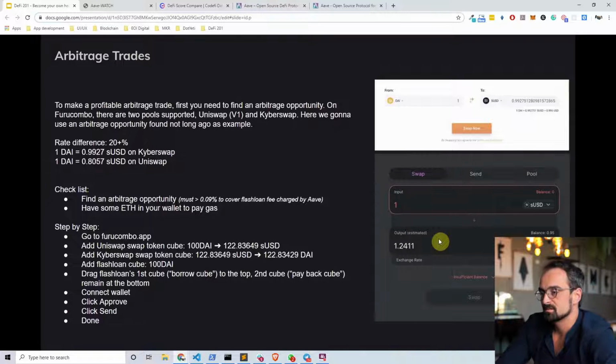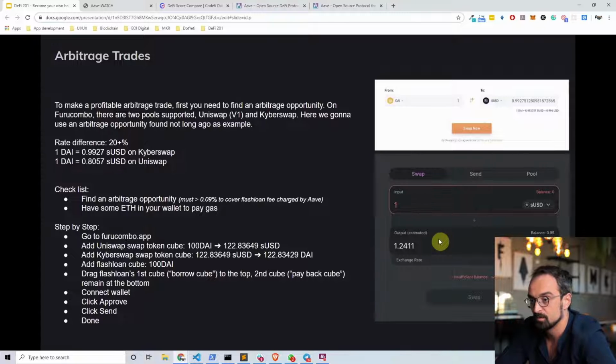All right, let's look at this arbitrage trade example that we have prepared for this course. To make a profitable arbitrage trade, first you need to find an arbitrage opportunity. On Furo Combo, there are two pools supported, Uniswap version 1 and KyberSwap. Here we're going to use an arbitrage opportunity that we found as an example. There's a rate difference of 20%. With this rate difference of 20%, you can actually make an instant profit of 20% on your assets.